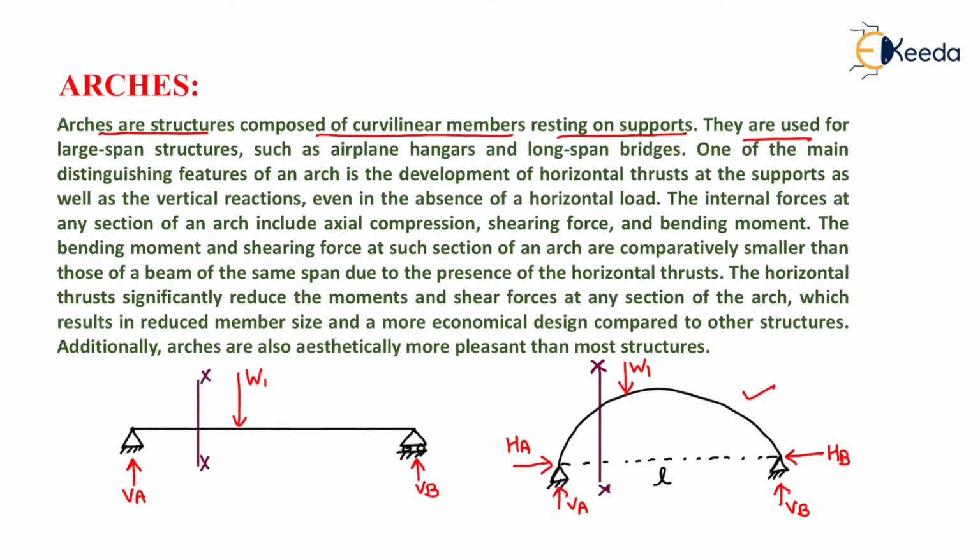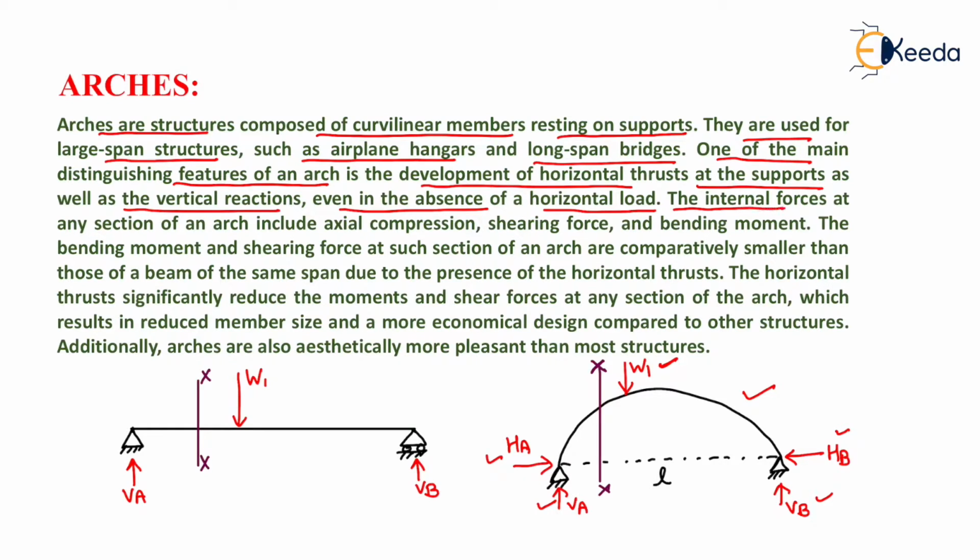They are used for large span structures such as airplane hangars and long span bridges. One of the main distinguishing features of an arch is the development of horizontal thrust at the supports as well as the vertical reaction, even in the absence of horizontal load. It means that due to vertical loading acting on the arch, there will be two reactions at each support, that is the vertical reaction as well as the horizontal reaction. So due to vertical loading, horizontal reaction will also be produced at each support.